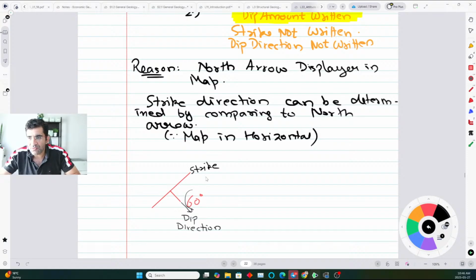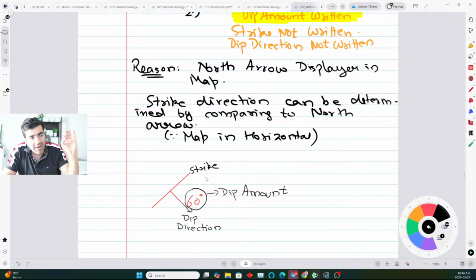And this number here is the dip amount. This is what this dip strike symbol means. Very important, because sometimes you may get a question based on this. They will ask whether it is anticline, syncline, what it is. Okay. So this number that you'll see, it is just the dip amount.